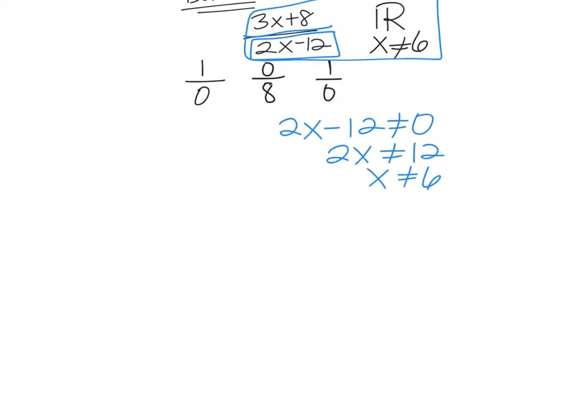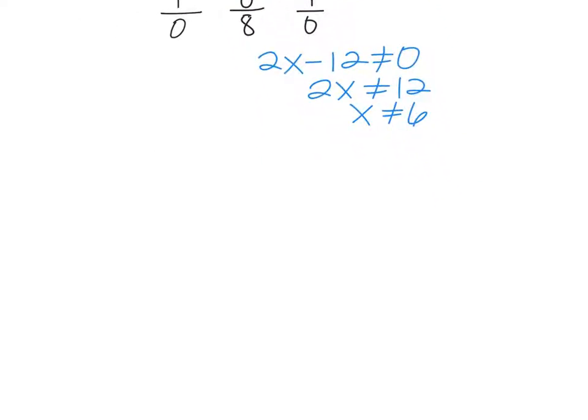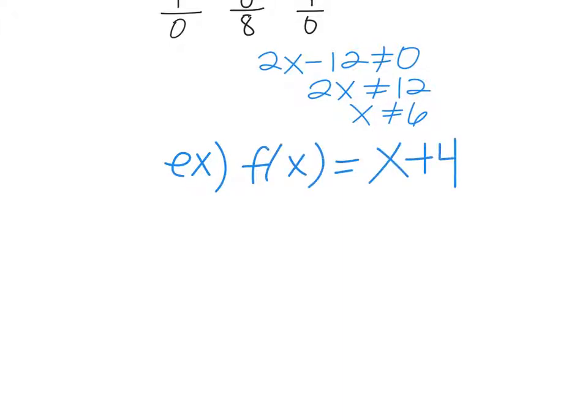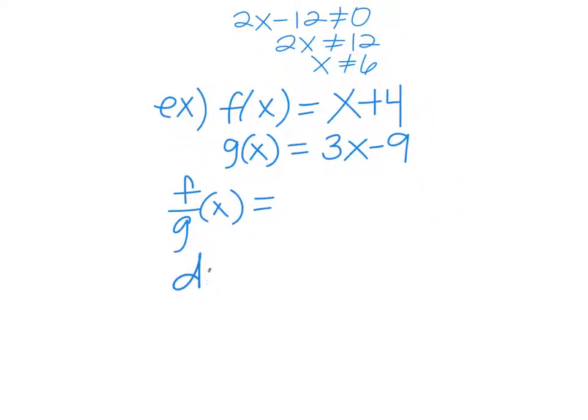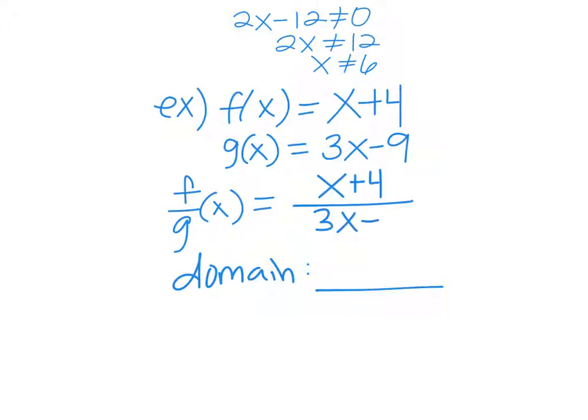So let's do one more of those, just so you know. Okay? Let's say f of x is x plus 4, and g of x is 3x minus 9. If I ask you to do f divided by g of x and tell me the domain, I need to know the domain. X plus 4 over 3x minus 9. Okay, that's like the easy part, right? Everyone can do that. You just take f of x, which is x plus 4, and just write it over 3x minus 9. Don't start canceling things out. That would be wrong. Just leave it, okay?